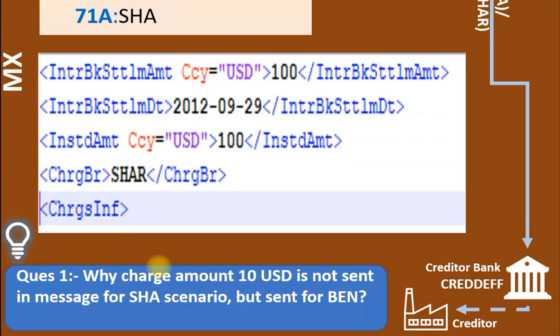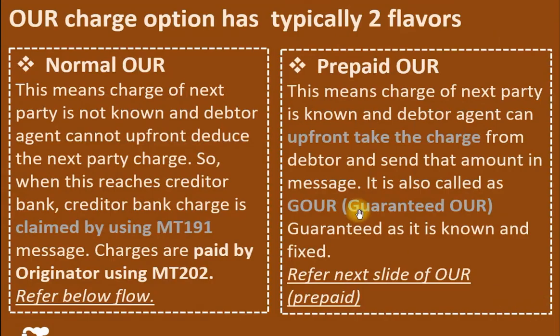Now see the last one, that is OUR. For OUR, typically it is divided into two parts. One is called normal OUR, one is prepaid OUR. Normal OUR means that when you are sending the transaction, you are saying that the ordering customer wants to bear all the charges, and no charges should be deducted by any other party. So whatever the charge is required, I will pay it. But how will it be paid? Because you do not know the charge of the other party. So in this case, the claim comes into the picture using MT191. So any bank in between or hop will request the amount using MT191, and that will be paid using MT202.